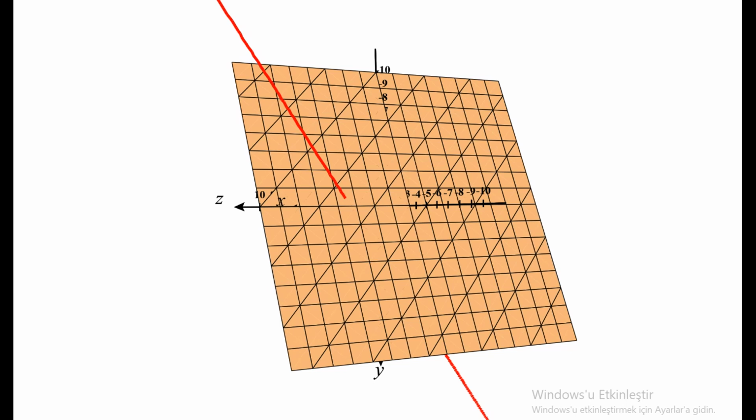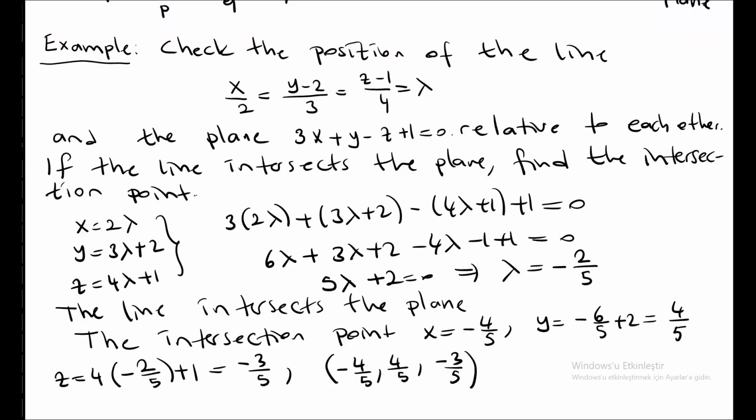So from the graph we can see that this line and the plane, okay, they have an intersection point, but the line does not intersect the plane perpendicularly. So it is not perpendicular. I am saying this one, right?